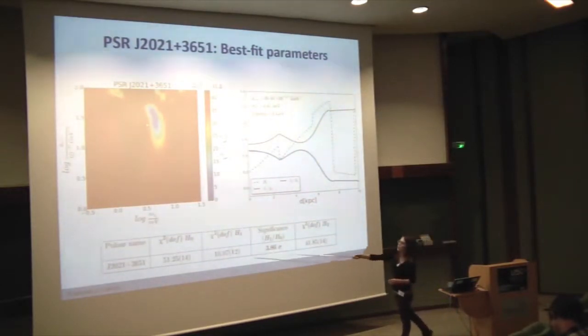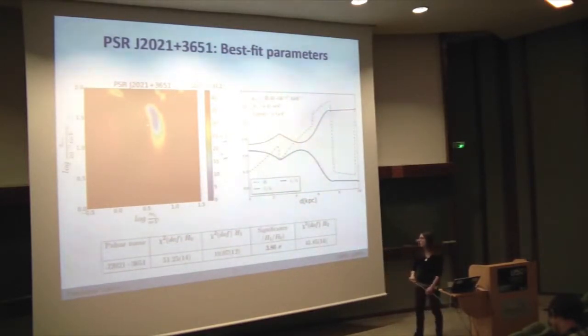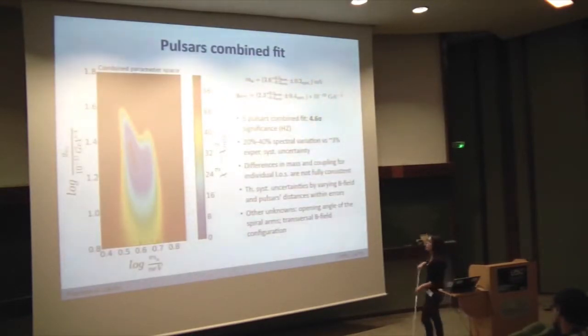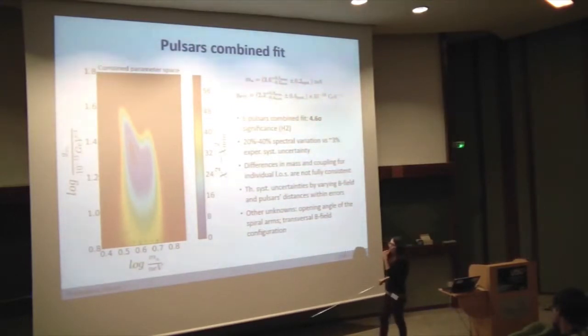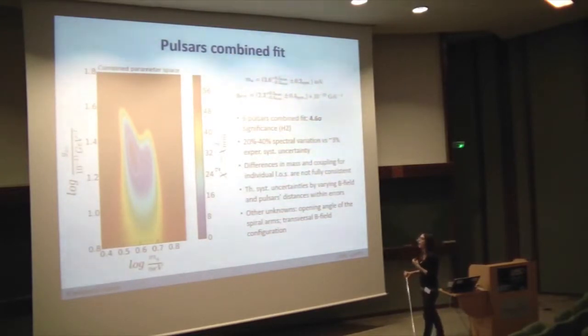So the result for this source is here. You have an improvement in the fit of about 4 sigma, which might or might not be significant. But what we did was also to perform a combined fit, because what you would like is that the same mass and coupling combination explains well all the spectra. And this is not what is happening. The best fit parameters of the global fit are not consistent with the single best fit parameters for each source. And this gives you an idea that there is still something that might alter your results.